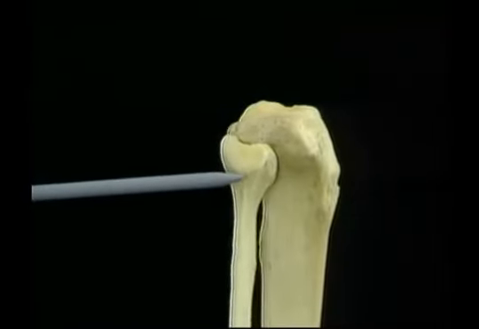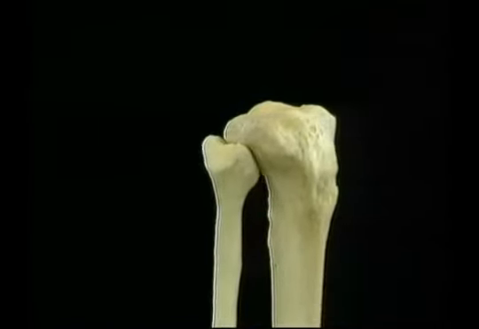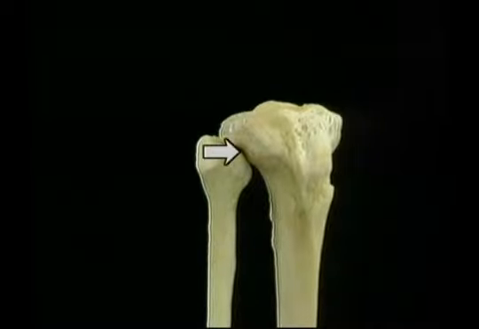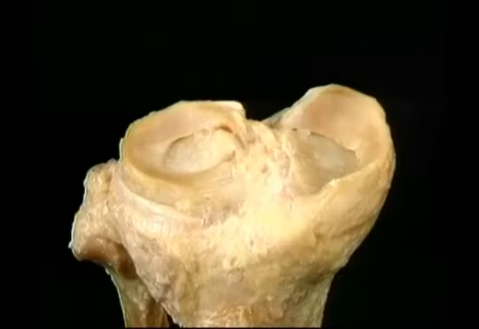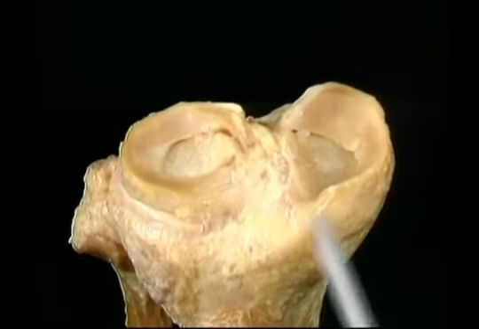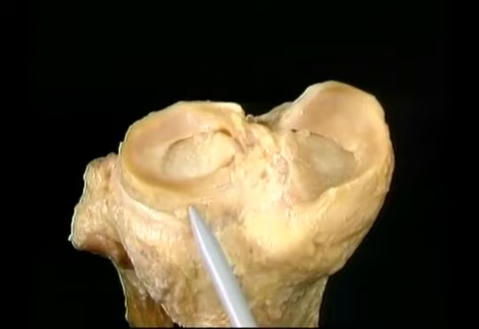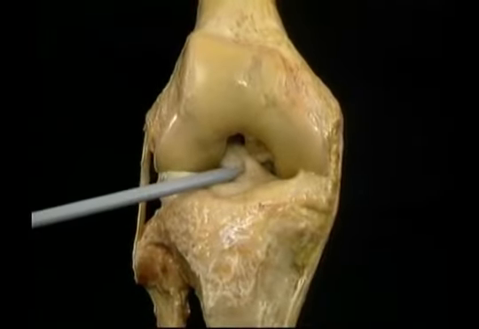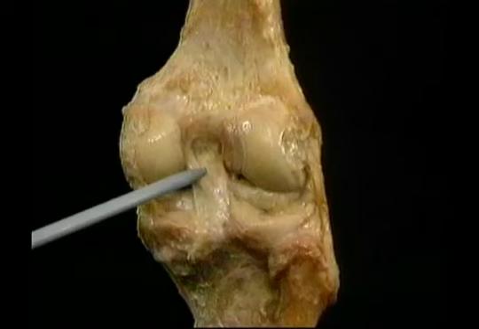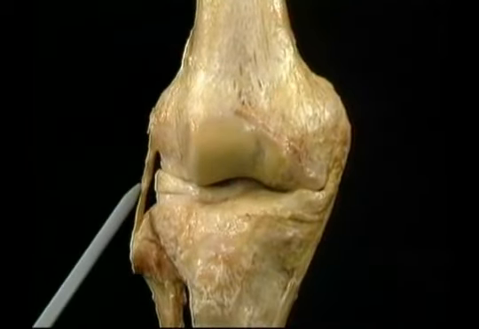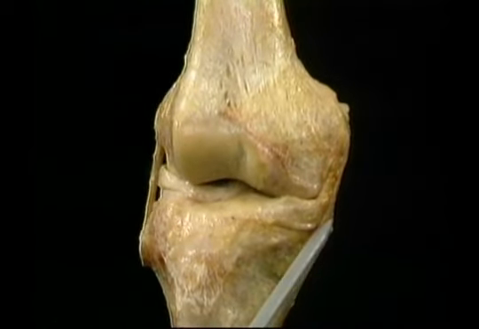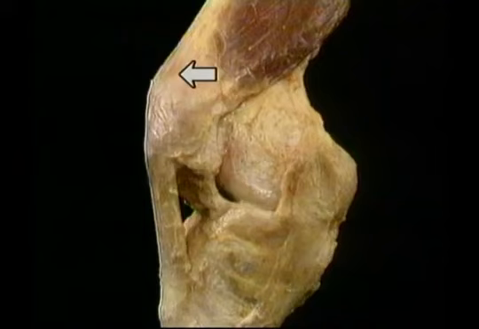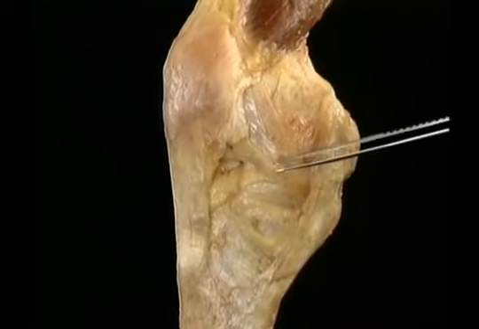Here's the head of the fibula, the neck of the fibula, the proximal tibiofibular joint, and the patella. Here's the medial meniscus, the lateral meniscus, the anterior cruciate and posterior cruciate ligaments, the fibular collateral ligament, the tibial collateral ligament, the quadriceps tendon, the patellar ligament, and the joint capsule.